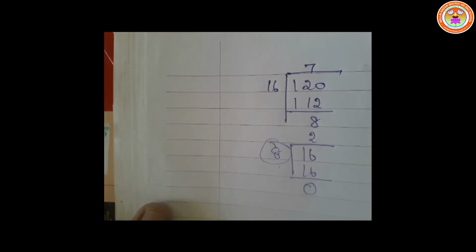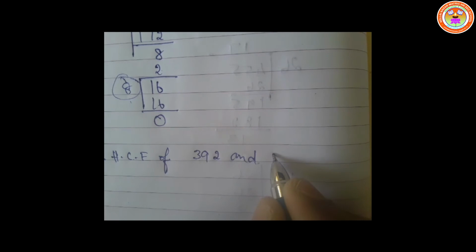So therefore, how will you write it? Therefore HCF of 392 and 256 is 8. So like this you have to write down. What is the last divisor? That we have to put as the HCF. So the HCF of 392 and 256 is 8.